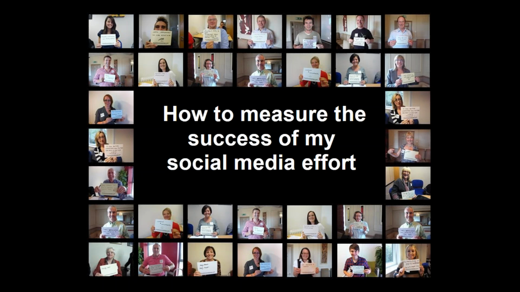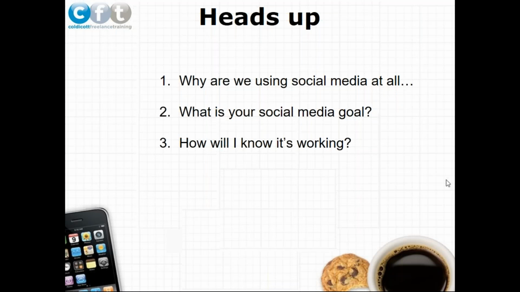So what we're going to have a little look at is how we start thinking about making that plan for ourselves. Okay. So the three areas that we're going to cover are why we're using social media in the first place, how to decide what your social media goal is, and then finally, how to know that it's working for you.